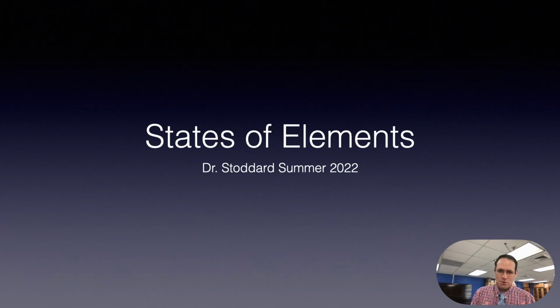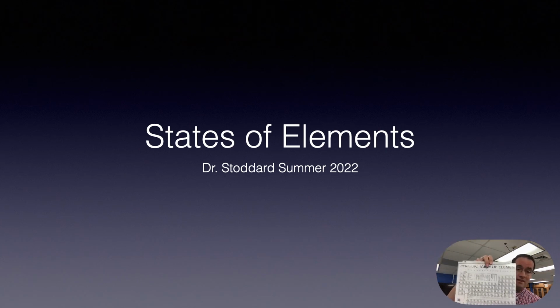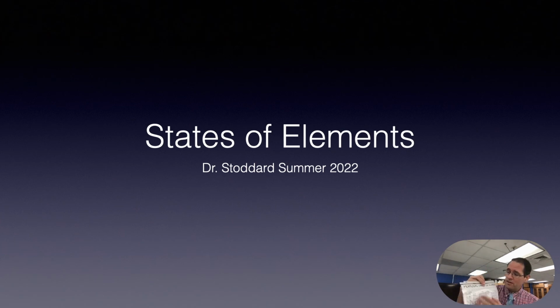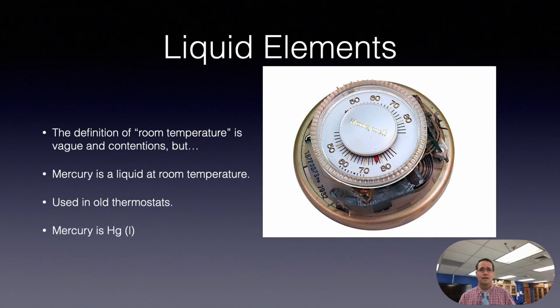This is a super short introduction to the states of elements. Now we've been learning about the elements, where they are on the periodic table and which ones are diatomic. And we've also learned the three states of matter. So I thought it would be a nice little chance to teach you about which elements occur as solids or gases or liquids.